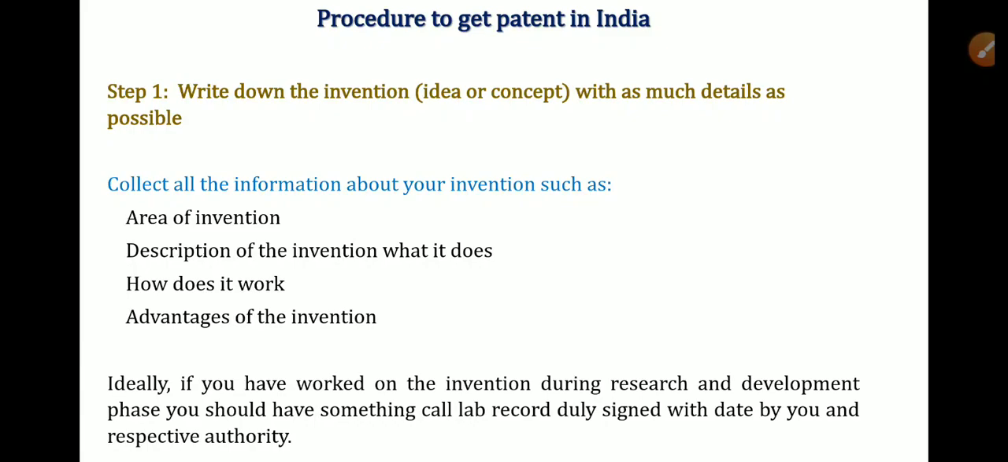If you have recorded each and everything about your invention while doing research and development work, all things should be recorded. You have to maintain one record. You have to sign it, and it should be signed by the respective authorities, and the details should be written in a prescribed format to get a patent. So this is the first step. In the first step, you have to write down each and every concept regarding the invention, each and every minute piece of information regarding your invention.